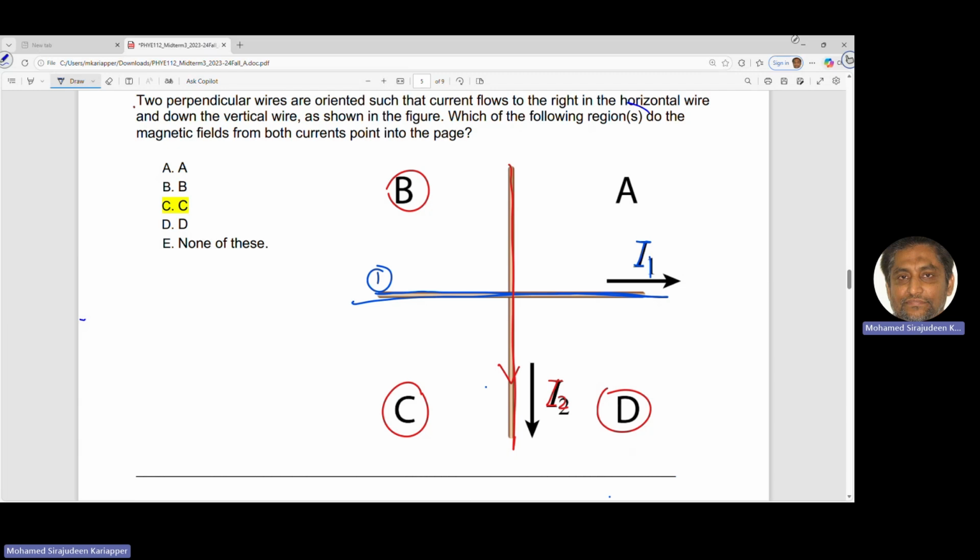Right. So I will use my blue pen and show the magnetic field direction in area A. What did I say? Out of the board, right? You know how to draw out of the board. This is out of the board. In this region also, out of the board for the blue. What about this region? Into the board. Here also, into the board. Is that clear? Okay. Now let's go to the red wire.